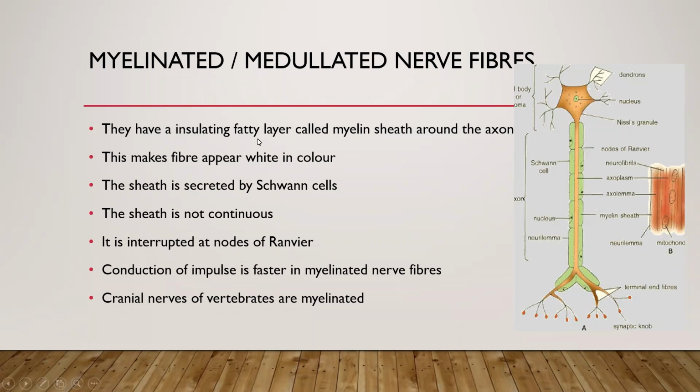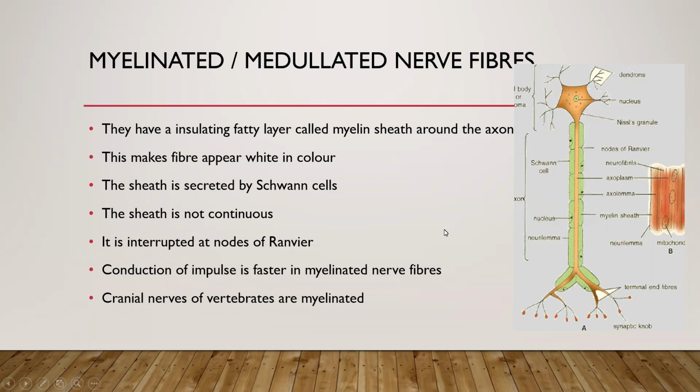They have an insulating fatty layer. Insulating means what? It helps in quick transfer of electrical impulses, and hence it is called the insulating fatty layer, the myelin sheath. This makes the fiber appear white in color. Always remember, myelinated or medullated nerve fibers are always white in color. The sheath is secreted by the squamous cells. Squamous cells are a special type of cells, and they are responsible for secretion of this fatty sheath.